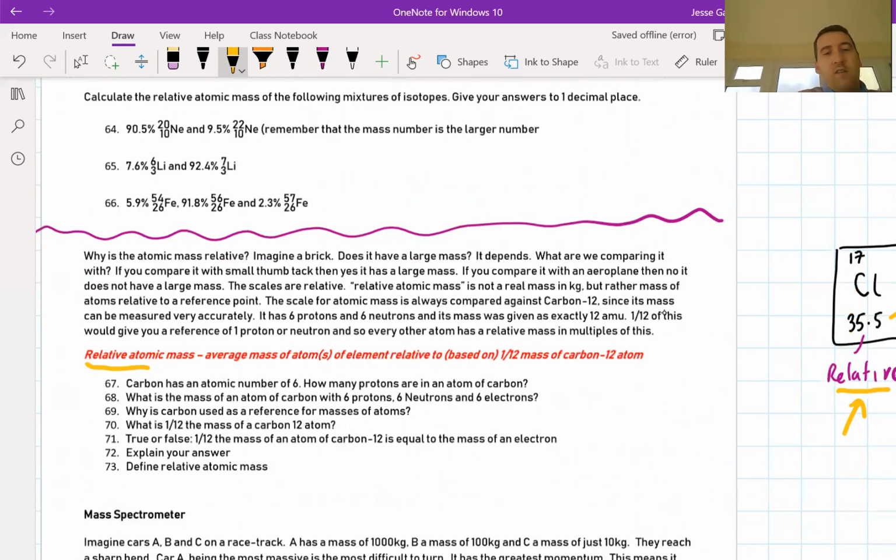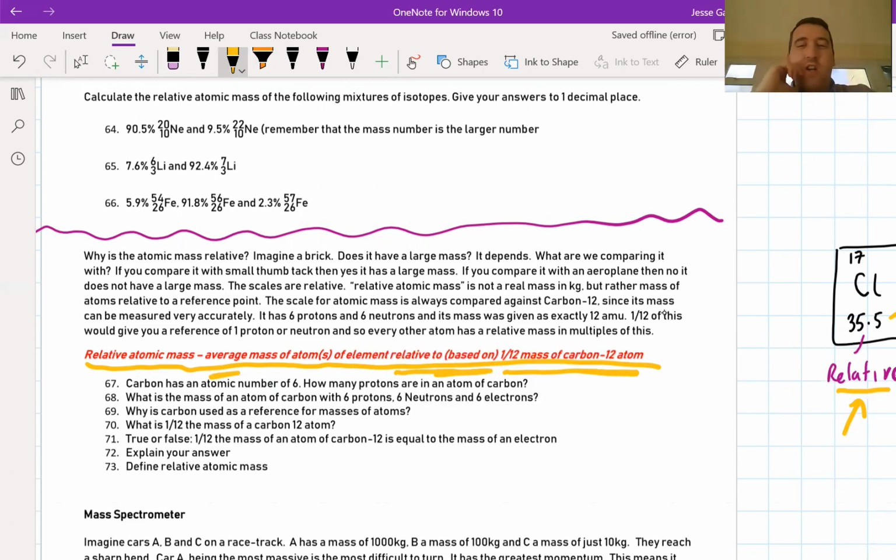This is it here. Relative atomic mass is the average mass of the atoms of an element. This accounts for all of the different isotopes, which is why it's an average. The average mass of atoms of an element relative to, or compared to, 1/12 the mass of an atom of carbon-12. Now, it's really a pain, and it's not a definition I really like.